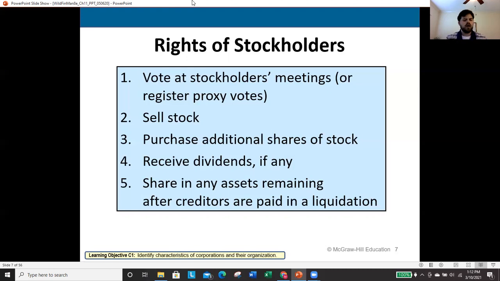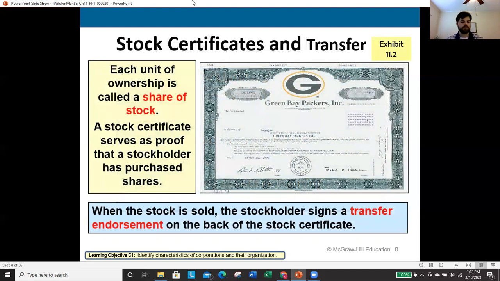Now, the next area here is we can, of course, if we can sell it, we can now purchase additional shares of stock. If dividends are issued, we can actually receive some of those dividends. And if the company goes under, once all of the people who have loaned us money, who actually have debt against the company, right? Once all of them have been paid off, then we might receive a share of the remaining assets at liquidation. But we are last in line.